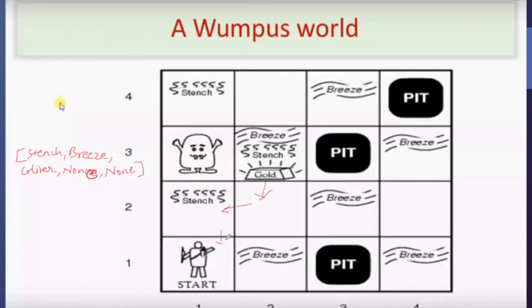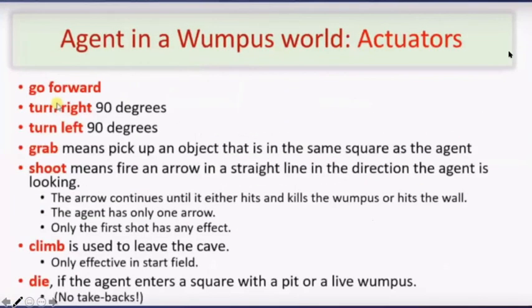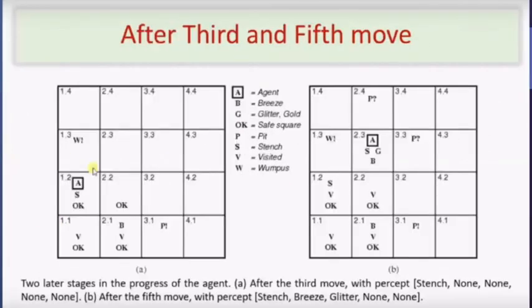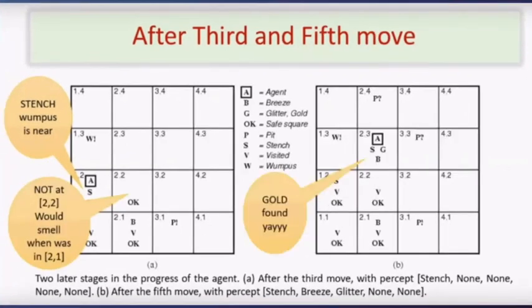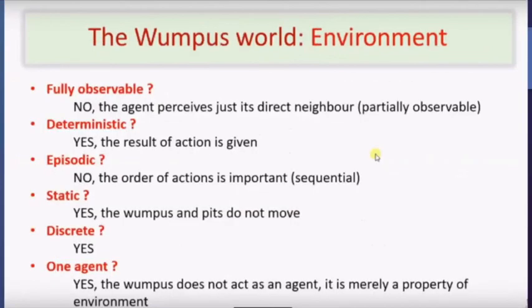After that, it will come here. After that, it will go out, because it is at the starting point. So it will just climb, which means it will go out from the cave. So this is how this particular Wumpus World will be played by the agent. At last the gold is found, and after that it will grab it and come out.